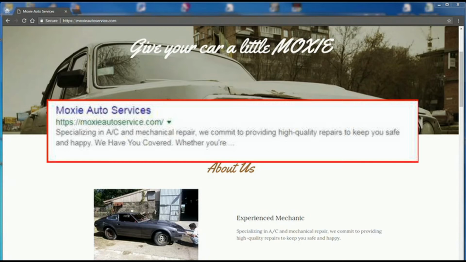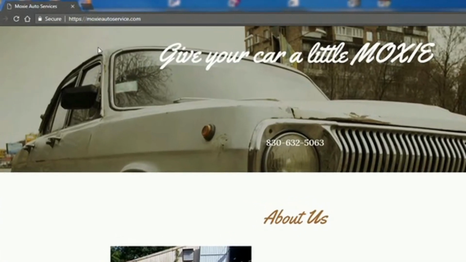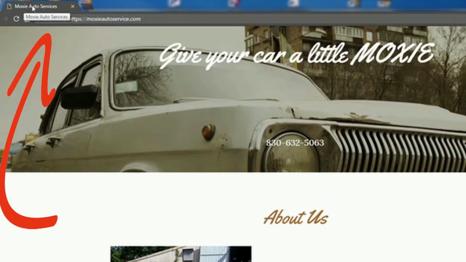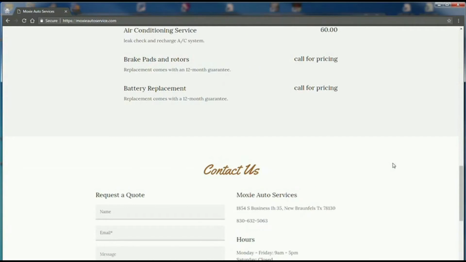And here's what I want to show you. First of all, when you go to any website, now I am using Google Chrome browser, but this works on any website browser. If I hover over the tab here, if you look to the top left, you'll see Moxie Auto Services. That is, in fact, the page title. Before we get a little geeky and get into some of the code, I want to scroll down here and show you one thing that I did find.